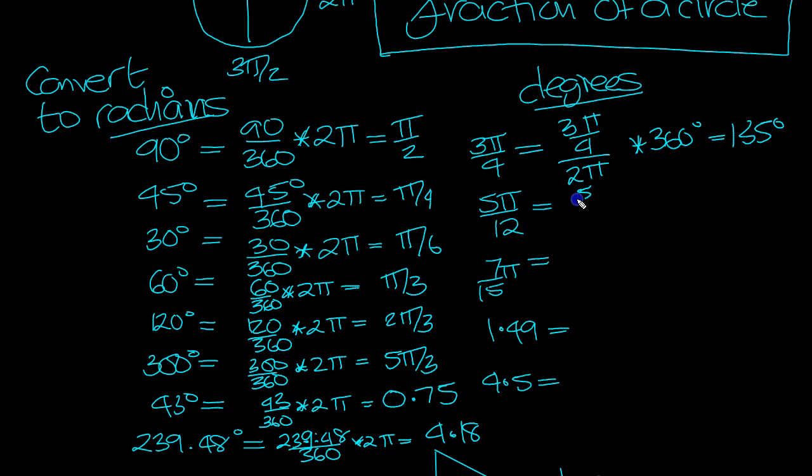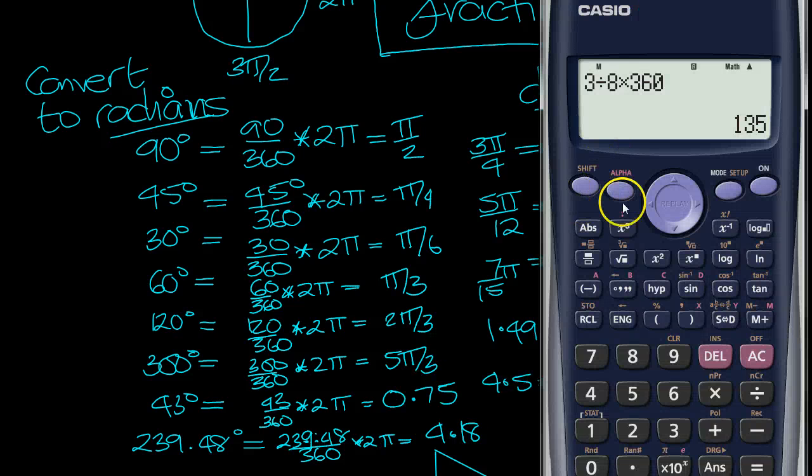5/12 fraction, so it's that much of 2 pi as the whole circle, fraction of a circle in degrees. 5 over 12, so it's 5 over 24, isn't it, as a fraction, times 360. 5 over 24 times by the 360, 75 degrees.